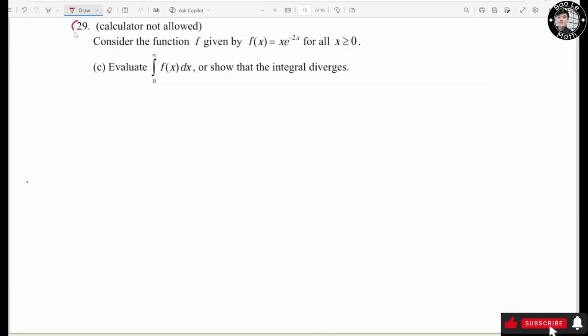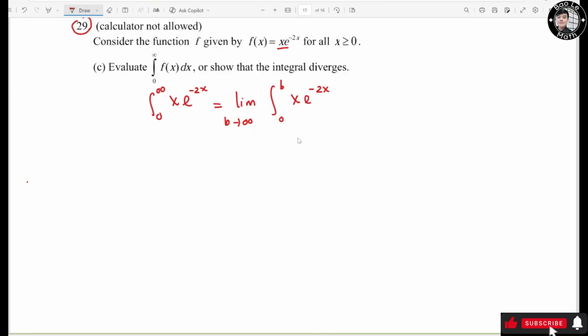Now let's move on to question 29. Consider the function f given by this guy. Evaluate the integral from 0 to infinity of Ls ds. The integral from 0 to infinity of s times e to the negative 2s. Limit when b approaches infinity of the integral from 0 to b of s e to the negative 2s, right?